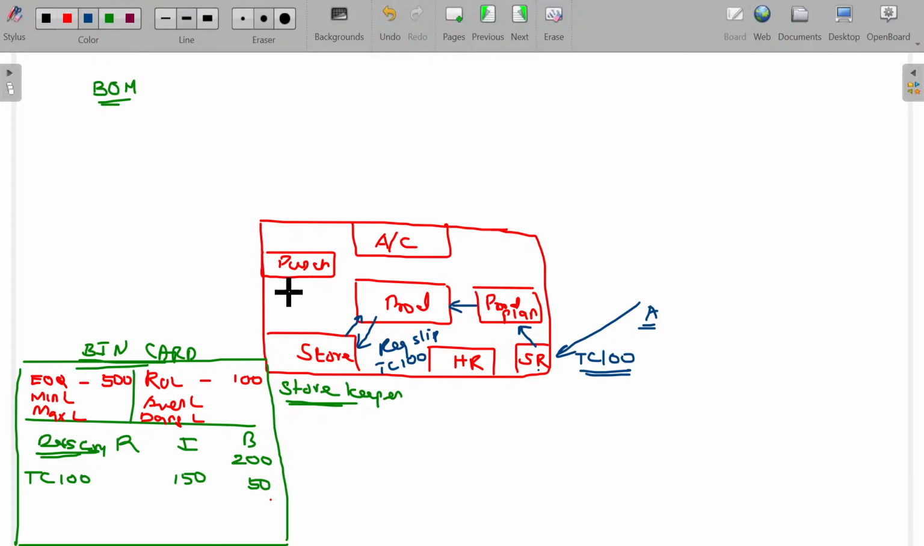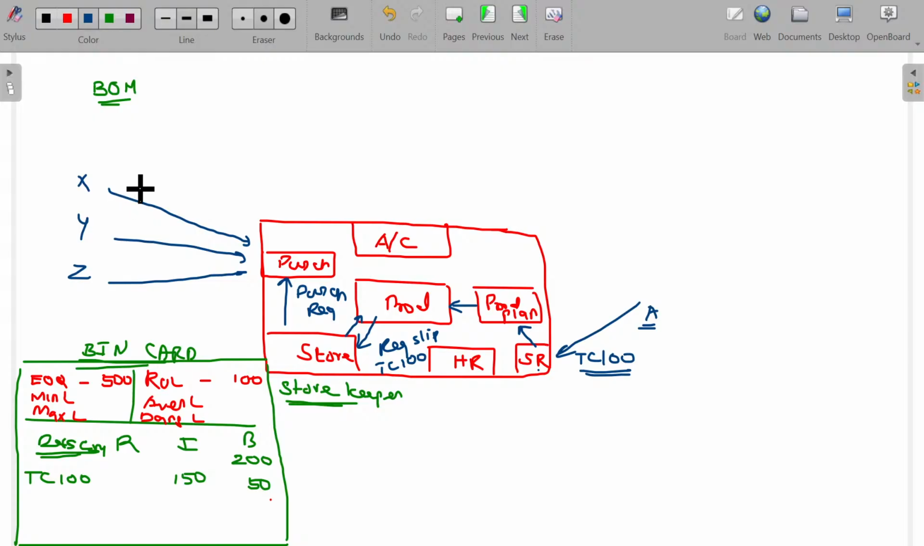So storekeeper will send what? Purchase requisition to the purchase department. Purchase department then gets the quotation from various suppliers. Supplier X, supplier Y, supplier Z to purchase 500 units. Right. They will give the quotations here. Okay. Various quotations may be available.